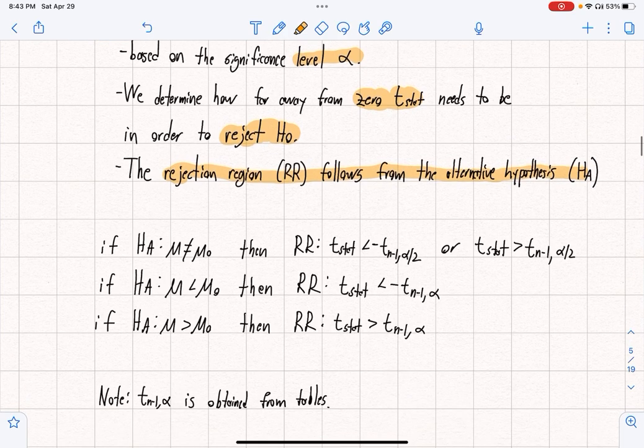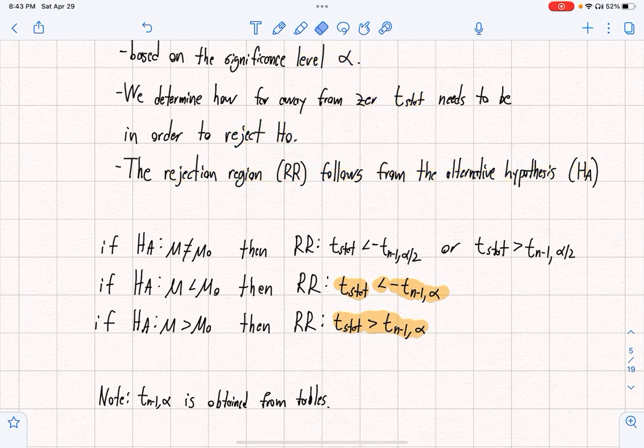But let's say we were doing a one-sided test. If the alternative is mu less than mu naught, then the rejection region would be t stat less than negative t_{n-1, alpha}. But if mu is greater than mu naught, then the rejection region is t stat greater than t_{n-1, alpha}. So this is what I mean in the note up here.